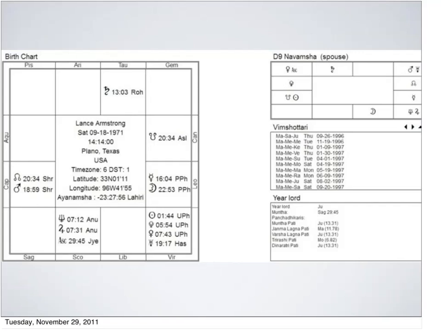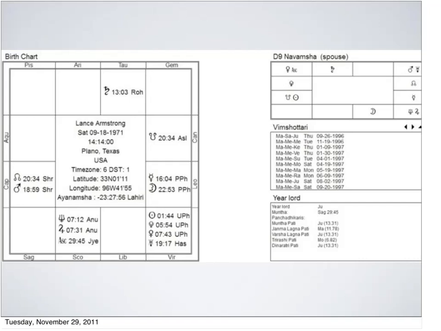at Lance Armstrong, who I'm sure all of you will know is the cyclist who won. The reason I like to look at his chart is because, to me, it's such an inspirational chart. If we look down here at Scorpio in the bottom left-hand corner, you're going to see the planet, you're going to see Scorpio.